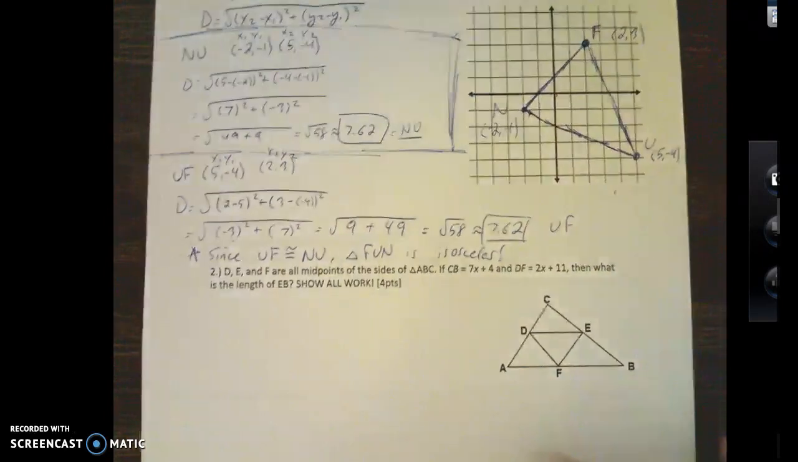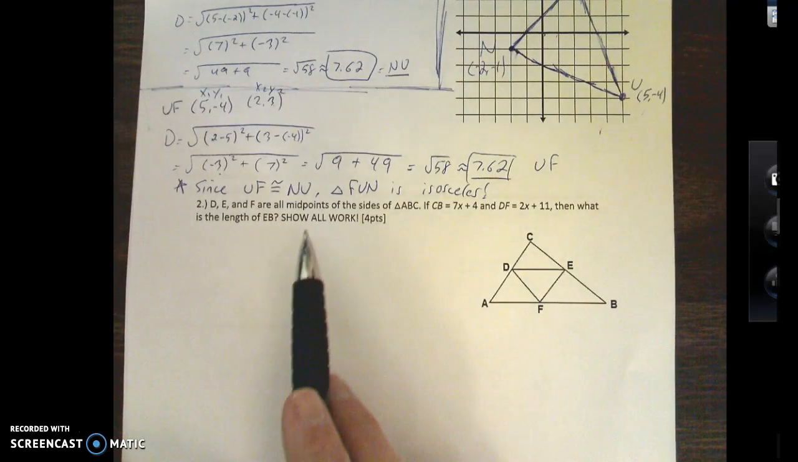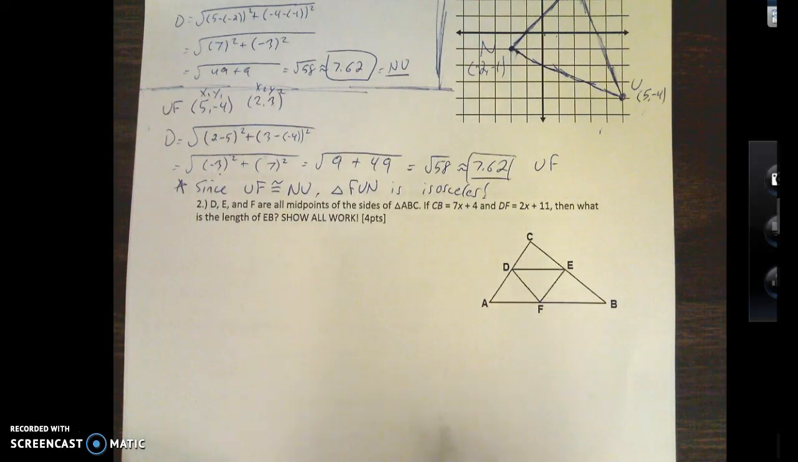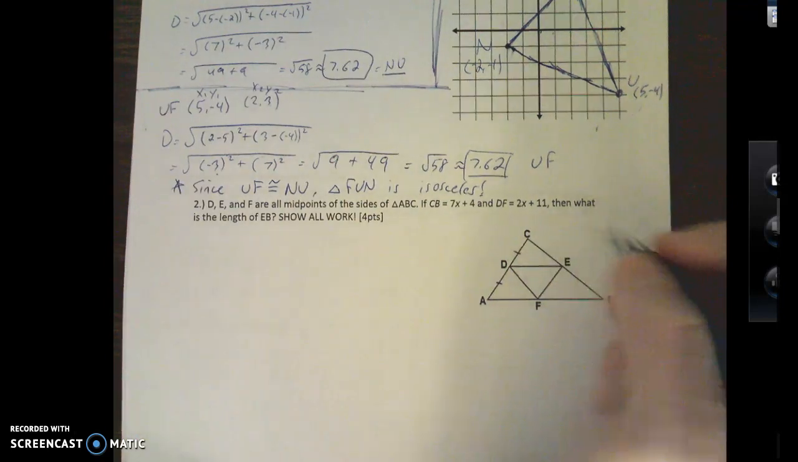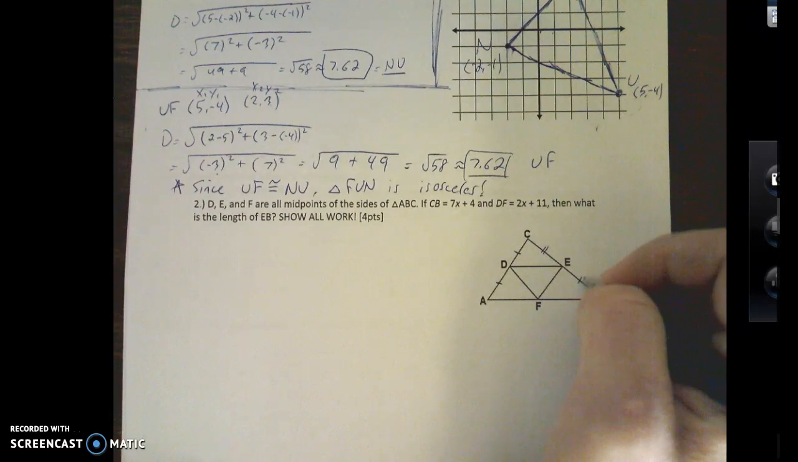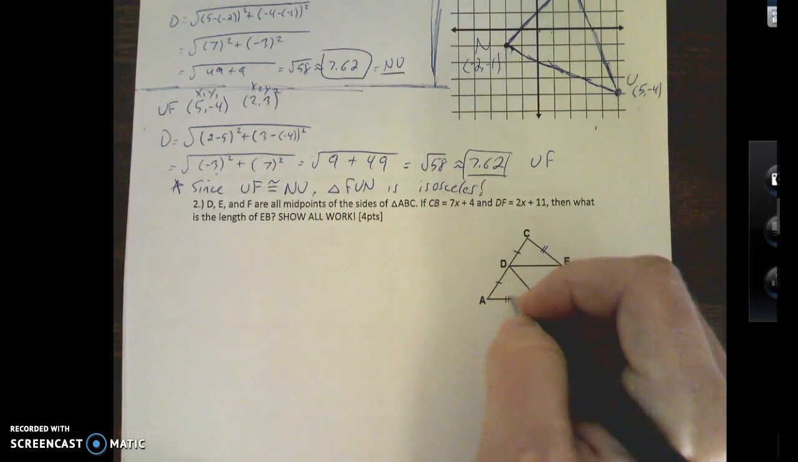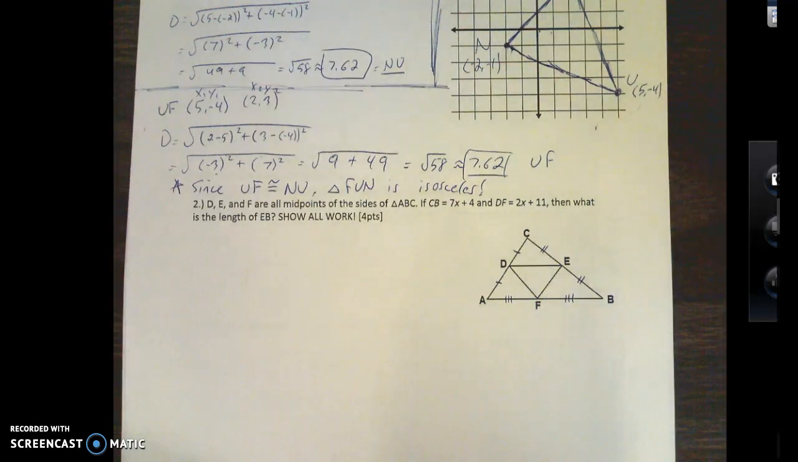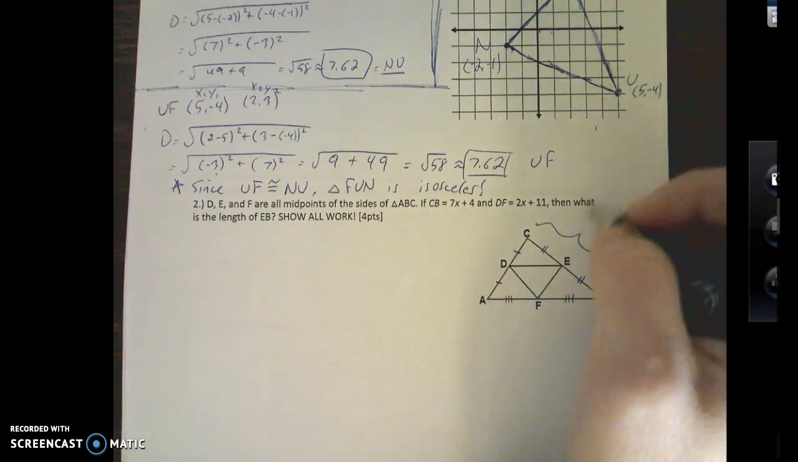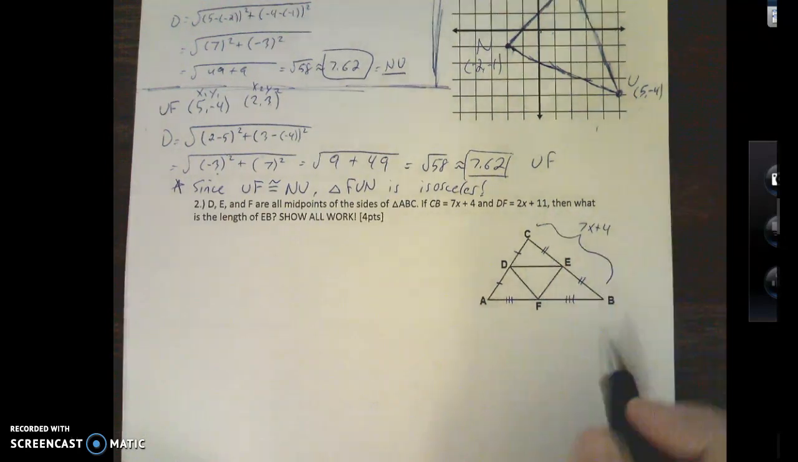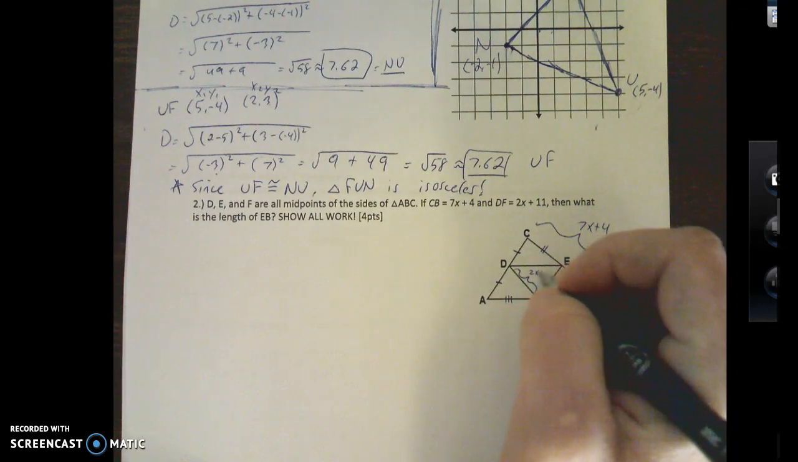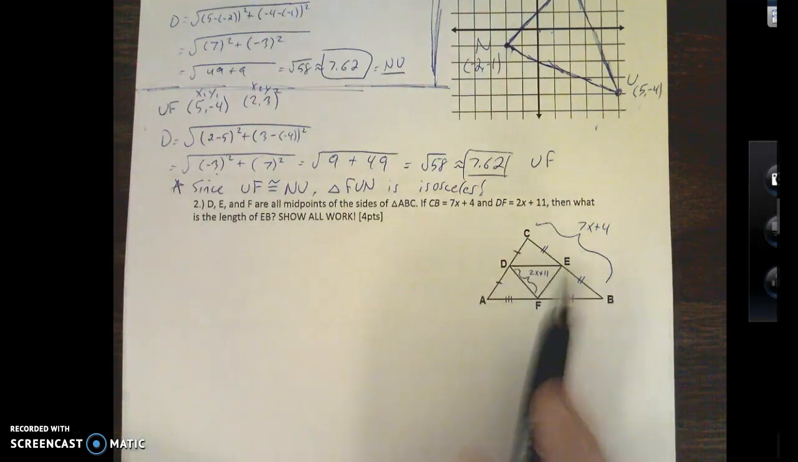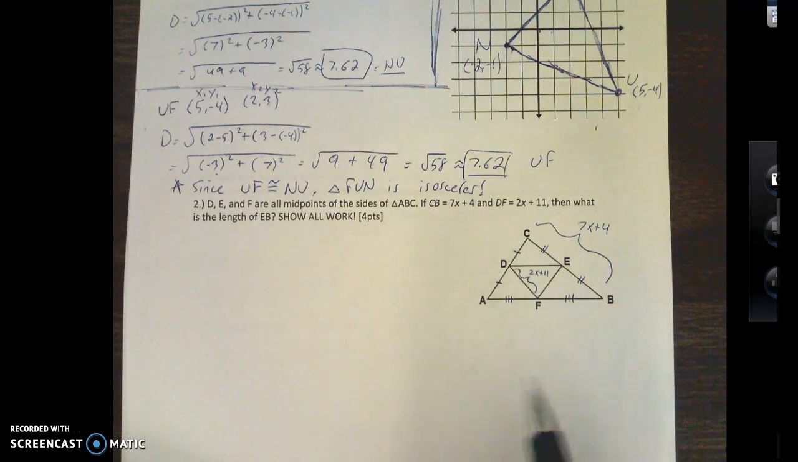Okay, so lastly, D, E, and F are all midpoints of the sides of triangle ABC. Midpoints mean it cuts the sides in half. So that would mean AD is the same as DC, CE is the same as EB, and then AF is the same as FB. If CB, that's this right here, is 7x plus 4, and DF, right here, 2x plus 11, then what is the length of EB, which is right here? Show all the work. Okay.